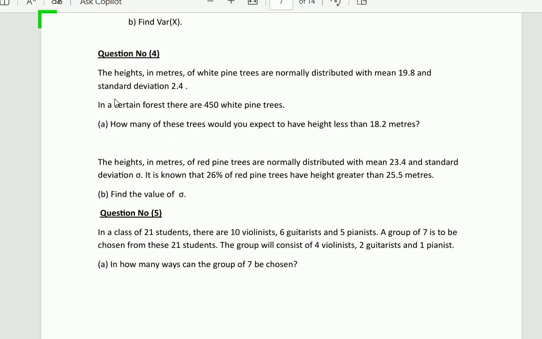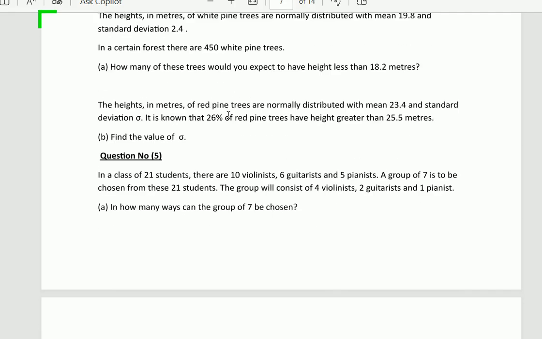Question number 4 is, the height in meters of white pine trees is normally distributed with mean 19.8 and standard deviation 2.4. In a certain forest, there are 450 white pine trees. Part A, how many of these trees would you expect to have height less than 18.2 meters?